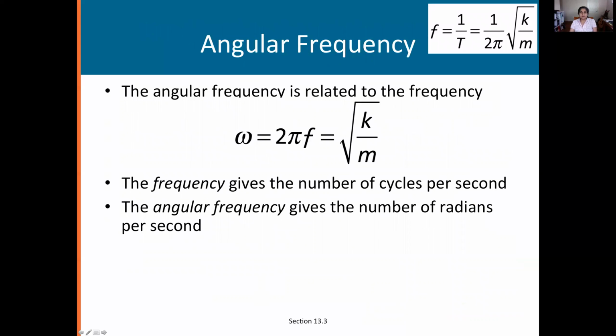So that frequency f is related to the angular frequency omega through the 2 pi radians. So 2 pi f is the same as omega. And if you take the formula for f, the 2 pi and the 2 pi are going to cancel and leave us with omega equals root k over m. So the angular frequency, omega, gives the number of radians per second, and the frequency gives the number of cycles per second.